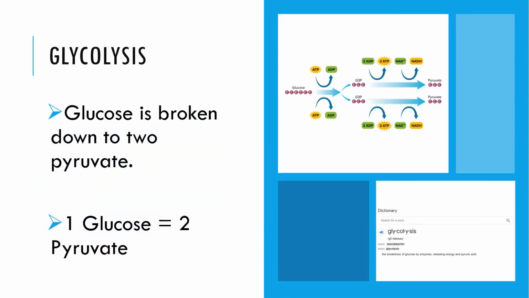Okay, so the first part, glycolysis. So glycolysis, if we look at our little definition, is the breakdown of glucose by enzymes releasing energy in pyruvic acid, or pyruvate.